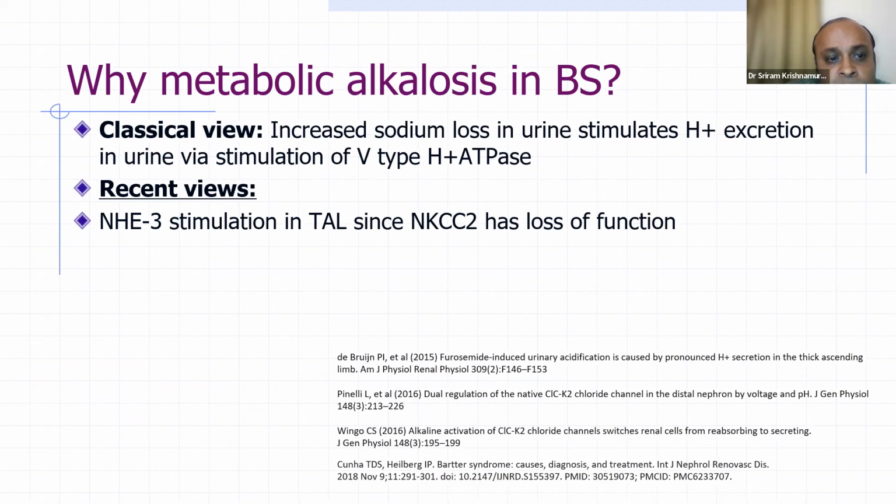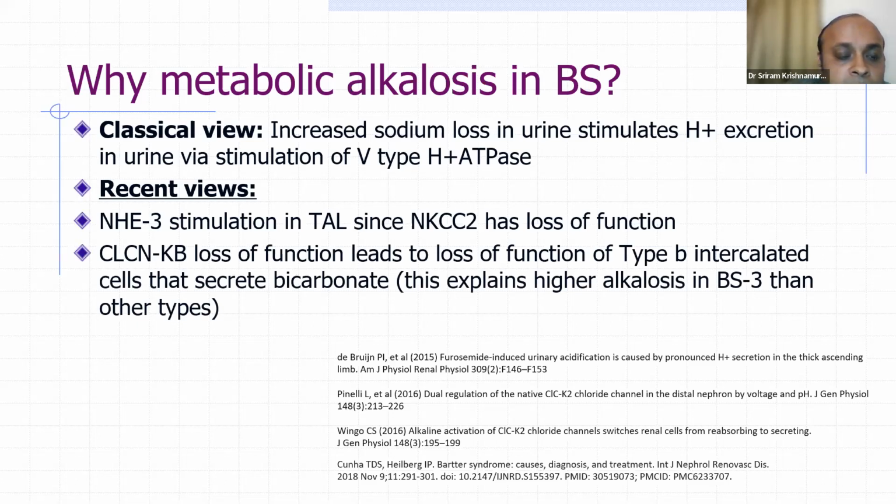This stimulation is ultimately because of the NKCC loss of function. So you get metabolic alkalosis. And similarly, type 3 Bartter, which is the classical Bartter, has a CLCNKB loss of function mutation. This leads to loss of function of the type B intercalated cells, and these type B intercalated cells also secrete bicarbonate. So that is why you have a higher metabolic alkalosis in Bartter syndrome type 3 than in the other types. So these are all some other recently proposed mechanisms for why metabolic alkalosis ultimately occurs in Bartter syndrome.